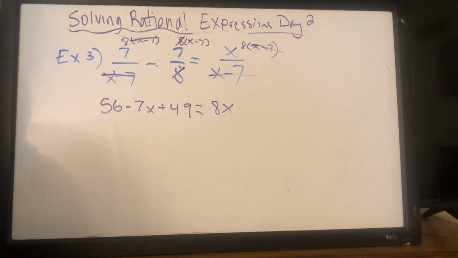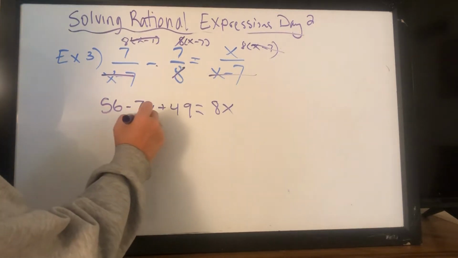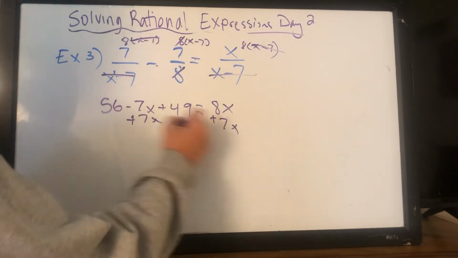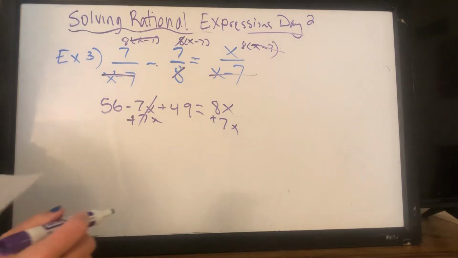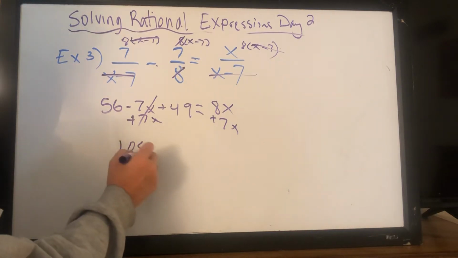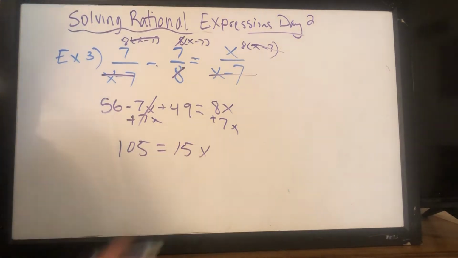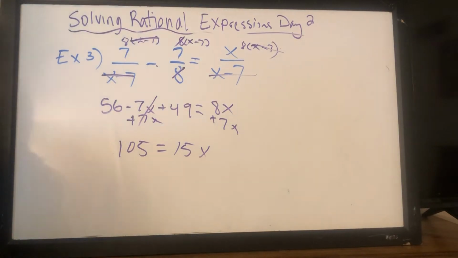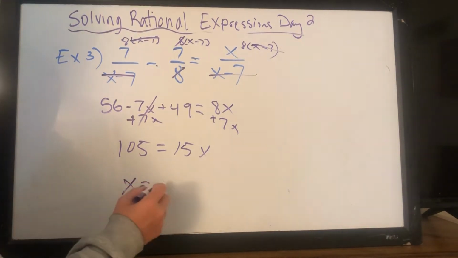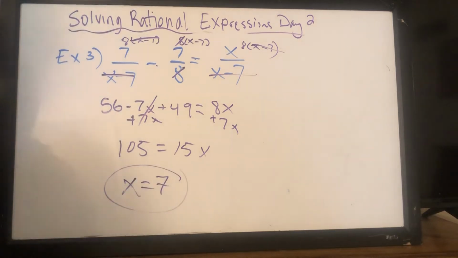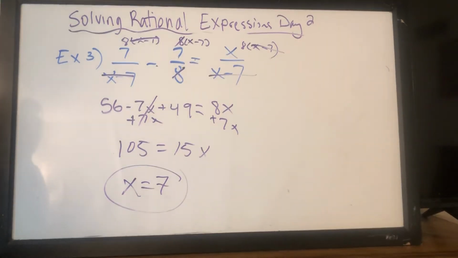So we're going to solve this thing. I've got plus 7x over here. 56 plus 49 is going to give us 105 equals 15x. We're going to divide by 15, and what are we going to get? 7. What don't we like about that 7?